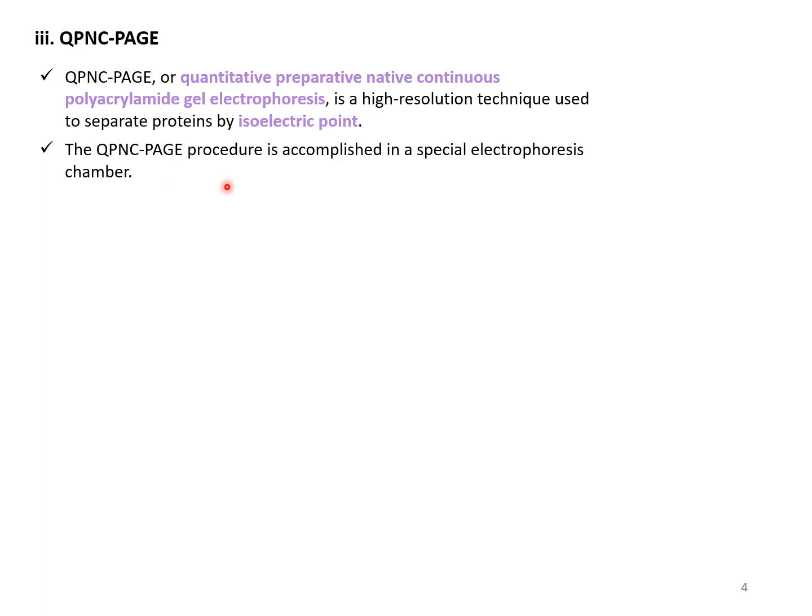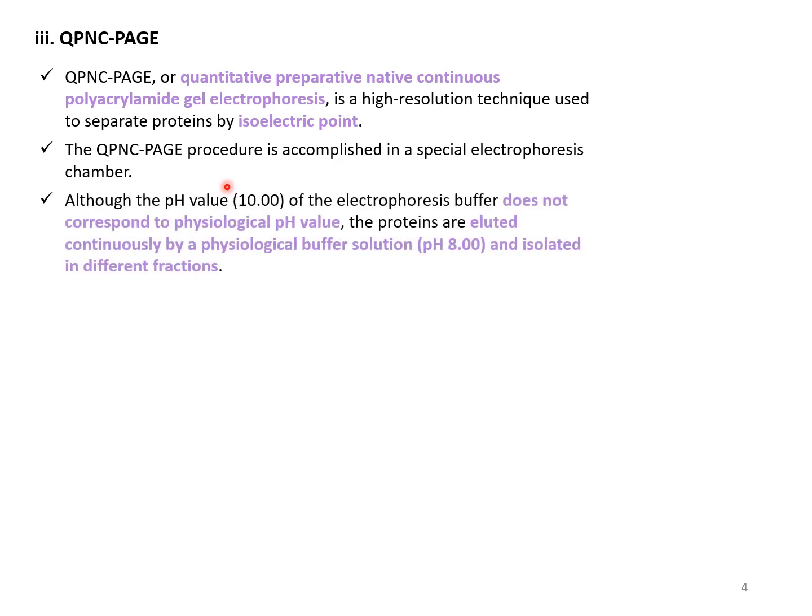So QPNC PAGE procedure is accomplished typically in a special electrophoresis chamber. Although the pH value of the electrophoresis buffer does not correspond to physiological pH value, which is typically around 7, the proteins are eluted continuously by a physiological buffer solution which has a pH 8 and isolated in different fractions. So the buffer pH is different, but this entire setup of QPNC PAGE is actually a bit more complicated, and it is less commonly used on a day-to-day basis in laboratories. It is used only for very specific studies.